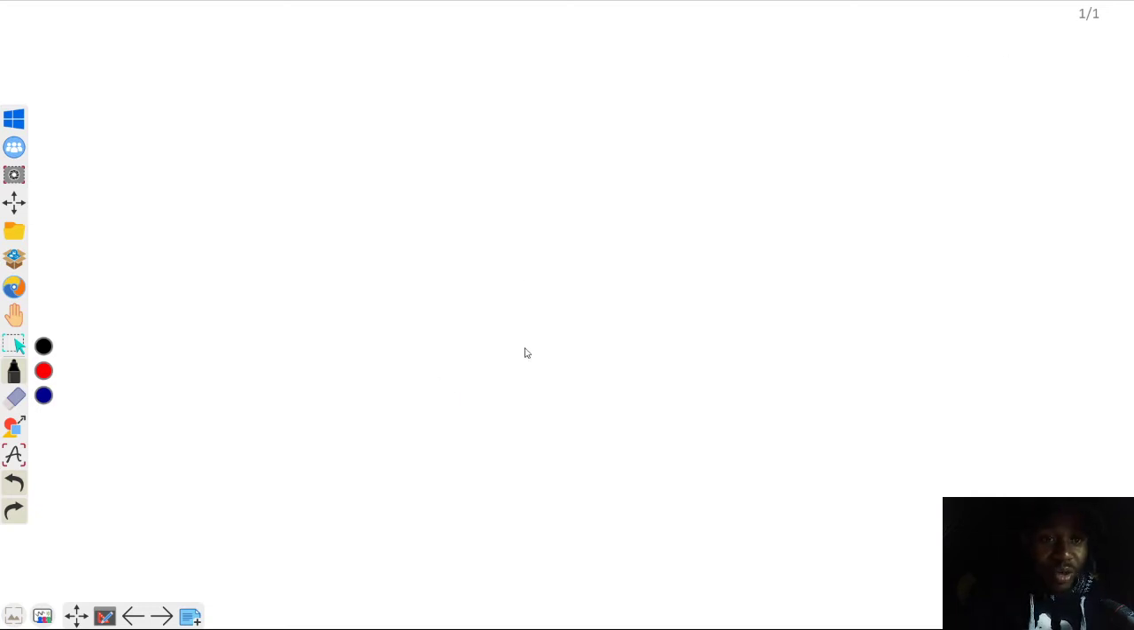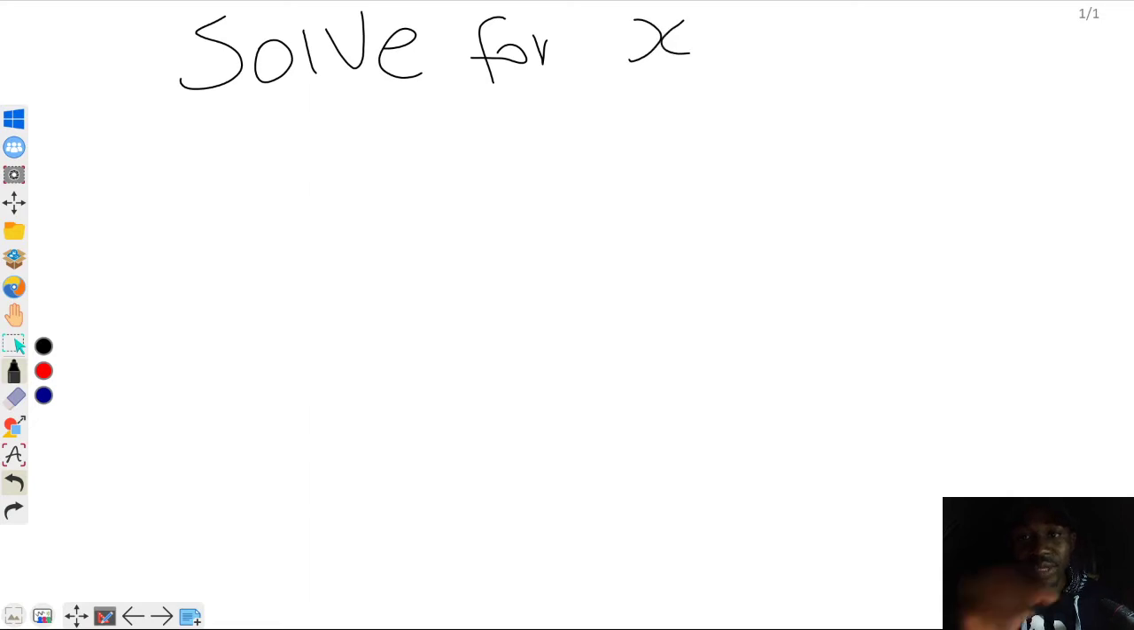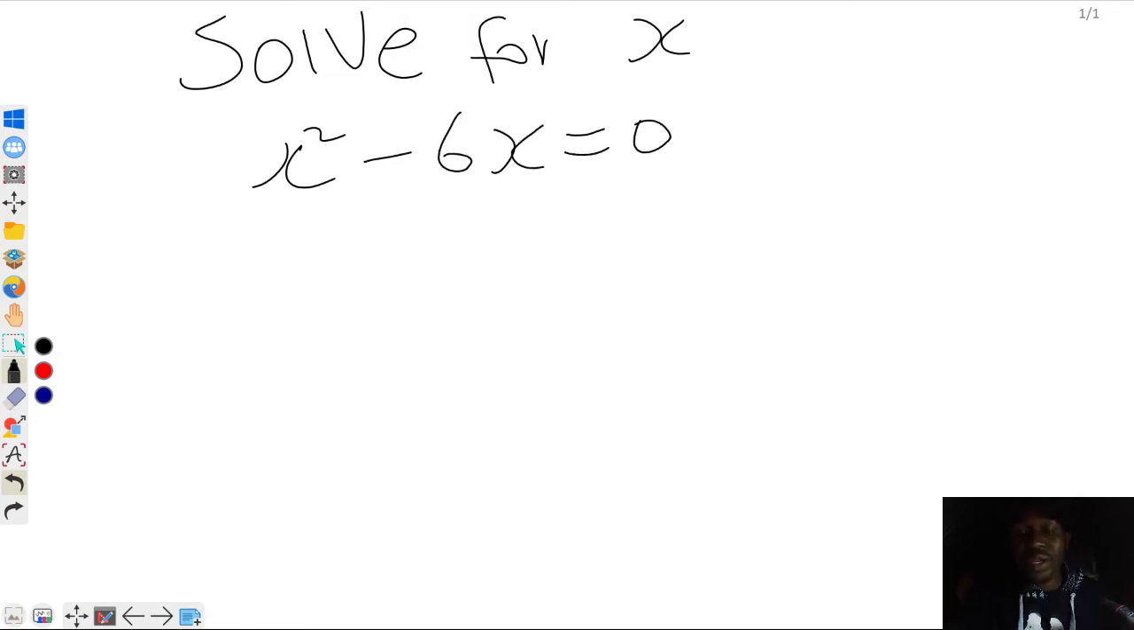Okay, the first question is based on solving for x. Okay, so it is solve for x. All right, let me just bring in the question. X squared minus 6x is equal to 0, and this question is just allocated 2 marks. All right, so that's how easy it is to solve. 2 marks. There's not a lot to do on this question.